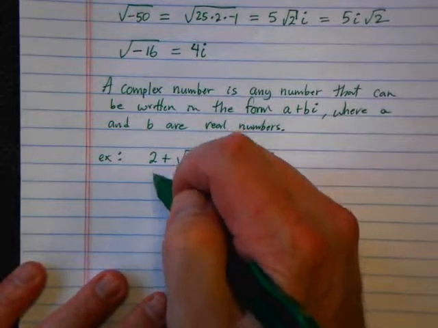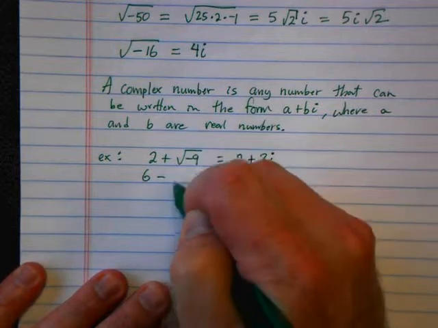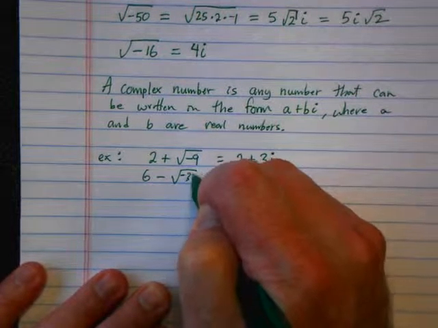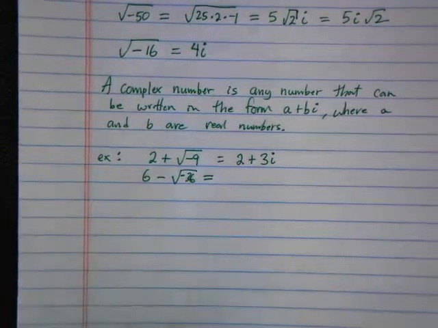How about 6 minus the square root of negative 36? Is that a complex number?